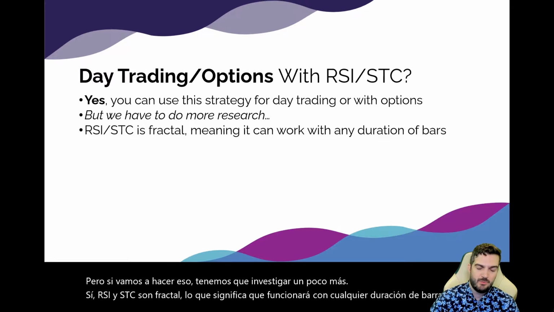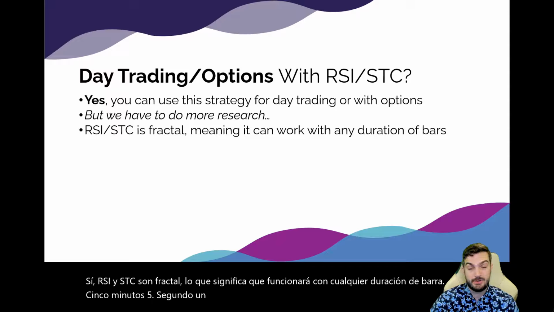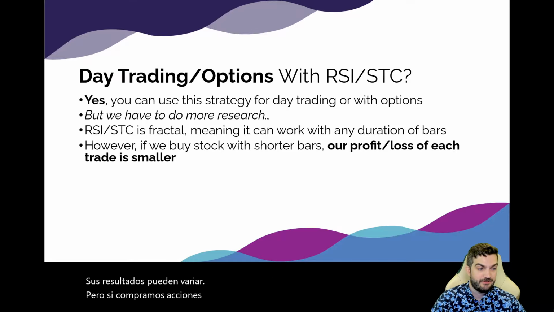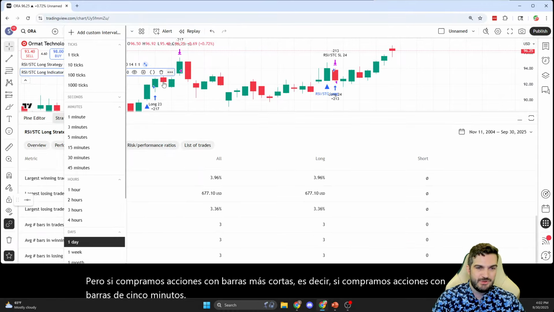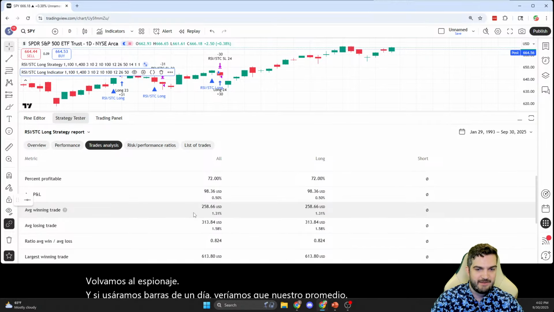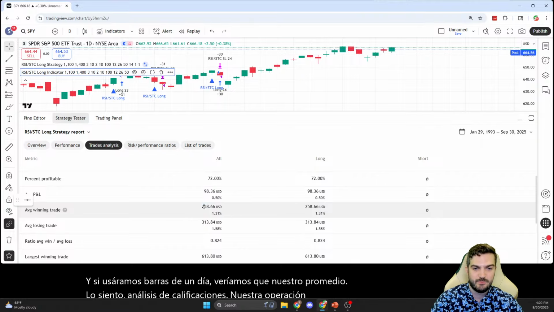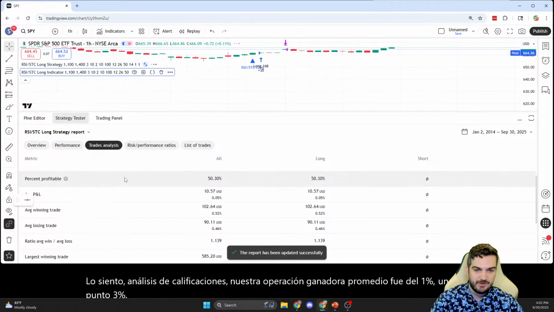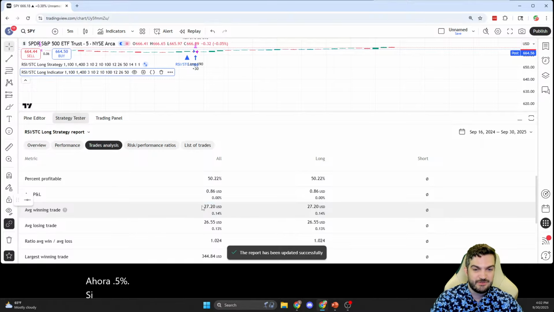5-minute, 5-second, 1 day, 4-hour. How well it works, your results may vary. But if we buy stocks with shorter bars, meaning if we bought stocks with 5-minute bars, well, let me show you. Let's go back to SPY. And if we used 1-day bars, we would see that our average, trade analysis, our average winning trade was 1.3%. We went to 1-hour bars, now 0.5%. If we went to 5-minute bars, it's 0.14%.